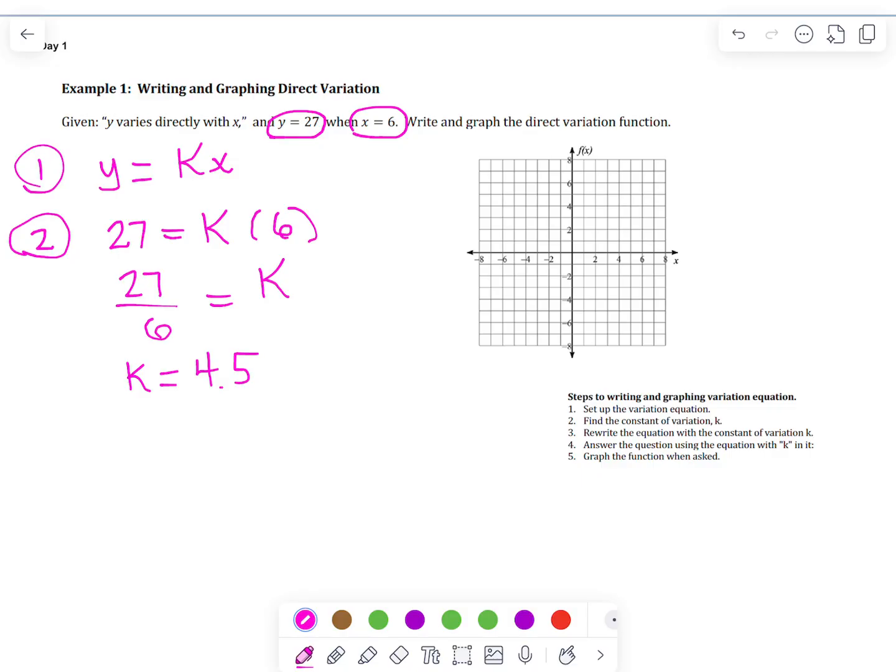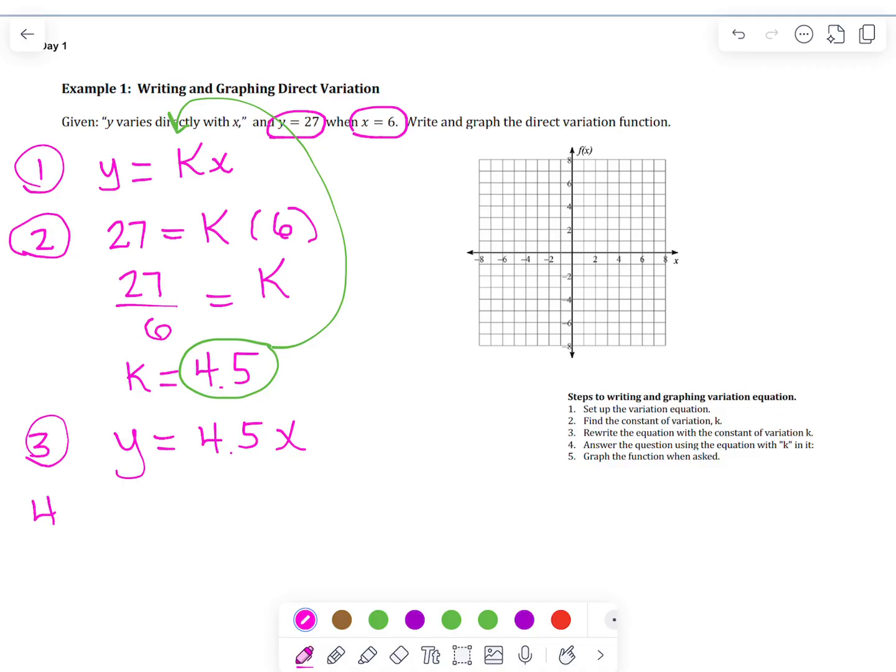Step 3 is to rewrite the equation with k in it. So we're going to take this 4.5 and substitute it in for k. So step 3, replace the k with 4.5. Step 4, we could answer the question. In this case, there isn't a step 4 because we're not finding or making predictions. And then step 5 is to graph it.